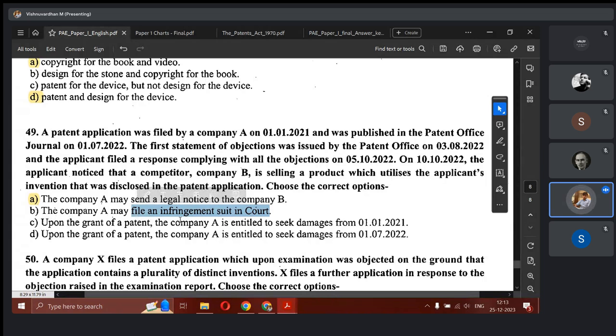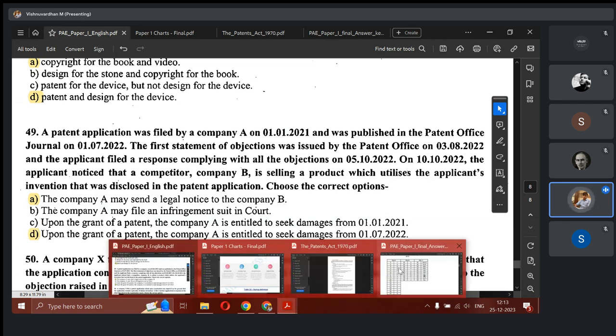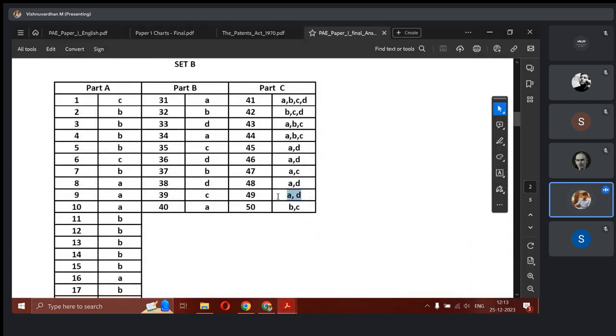Upon the grant of the patent, the company A is entitled to seek damages from 1st Jan 2021. No, not from the date of filing. Upon the grant of the patent, the company is entitled to seek damages from the 1st July 2022, from the date of publication. A and D are true. I think we are spot on. 49 is A and D. Okay, so we are right.